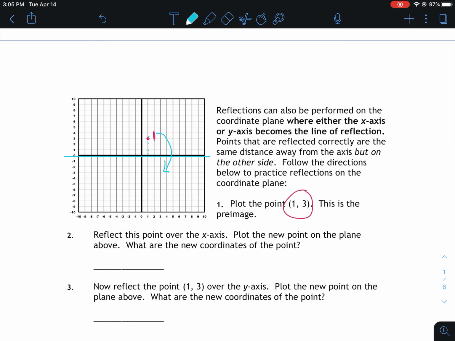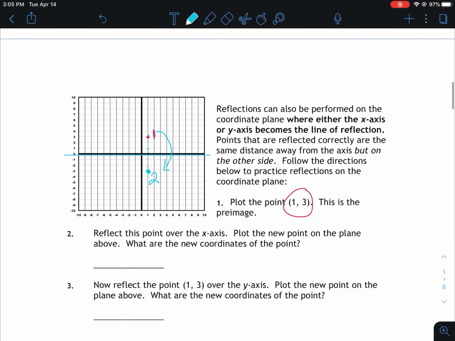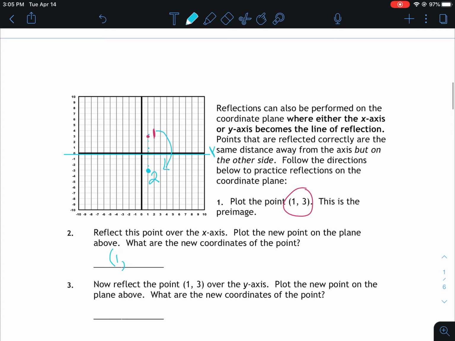So I notice that this is 1, 2, 3 spaces above the x-axis. So I need to make sure my second point is 3 spaces below the x-axis. So when I did that, I now have the new point of positive 1, because my x always comes first. This is my x, this is my y. And then my y value is negative 3.